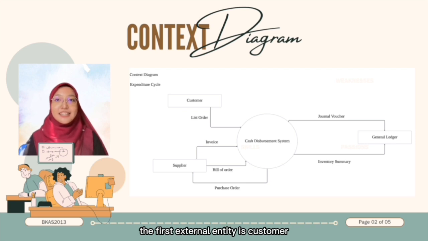The first external entity is customer. The process begins when a customer sends a list order to the company. This order lists the items they want to purchase. The next external entity is supplier. When the company agrees to the purchase, they send a purchase order to the supplier, confirming the details of the order. In return, the supplier sends a bill of order and an invoice.